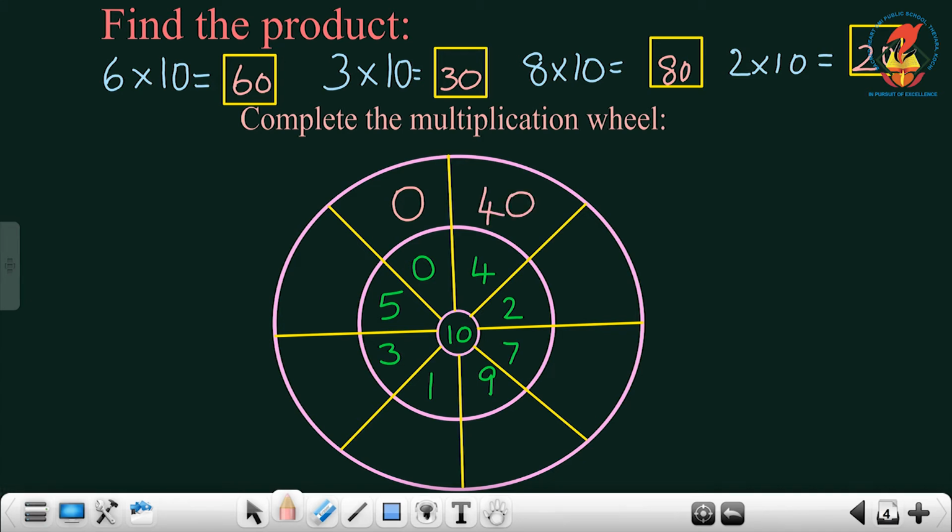Next is 2 times 10. What is 2 times 10? 2 times 10 is 20. 7 times 10. What is 7 times 10? 7 times 10 is 70. 9 times 10. 9 times 10 is 90. 1 times 10. 1 times 10 is 10. 3 times 10. 3 times 10 is 30. 5 times 10. 5 times 10 is 50.